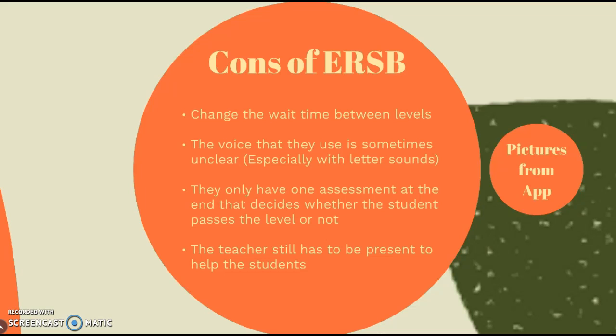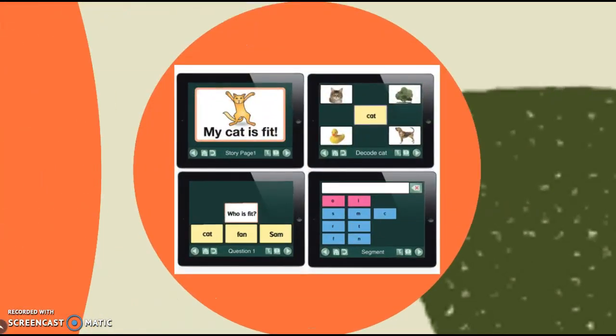They only have one assessment at the end that decides whether the student passes a level or not. I mean, yes, it is recording data a little bit throughout the lesson, but it's not taking that data and making it the reason why they pass. So I don't think one question should be the reason. I think it should be multiple questions, and the teacher definitely still has to be present to help the students go through the program in case they click out of it by accident or they're having an issue for some reason. So that's another con. Here's another picture that you can see from the iPad.